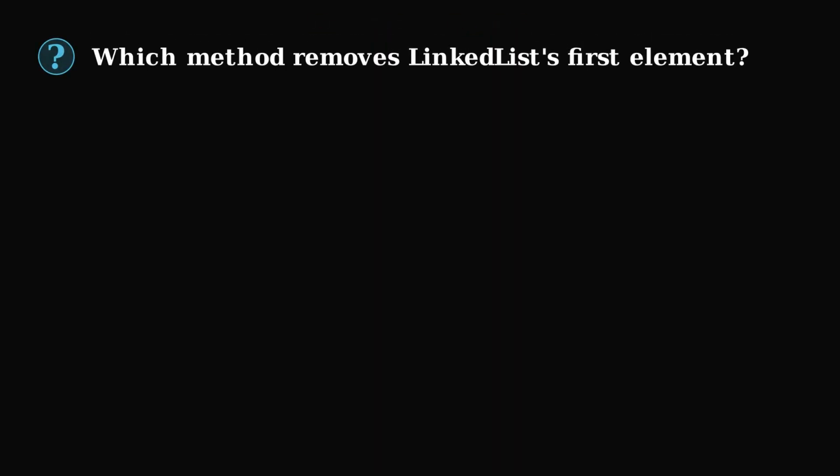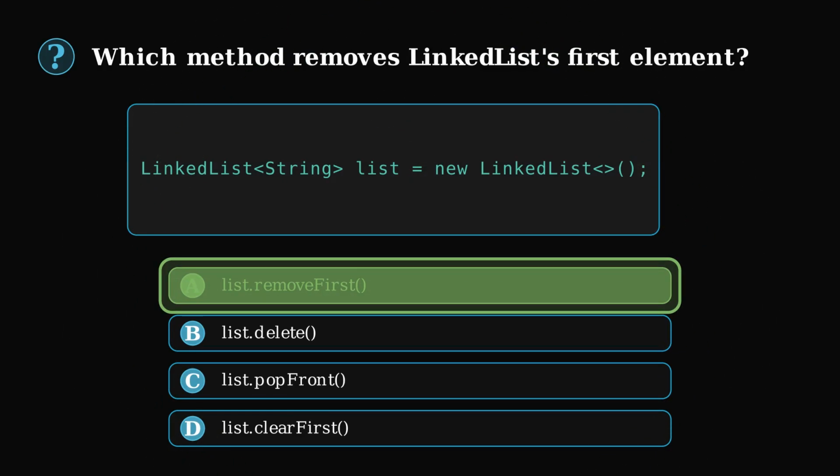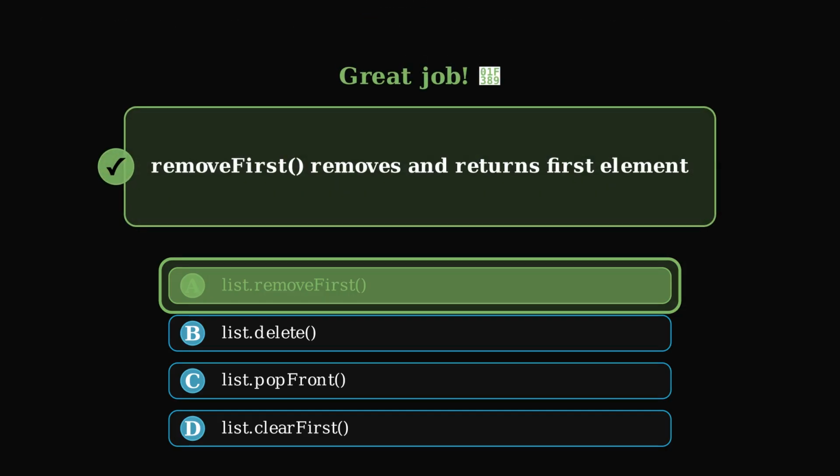Which method removes LinkedList's first element? Which one is correct? The correct answer is removeFirst. Removes and returns first element.